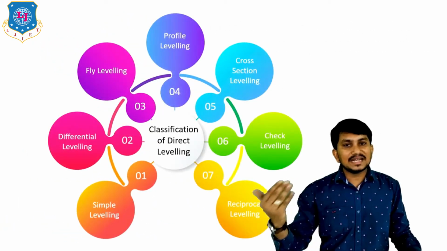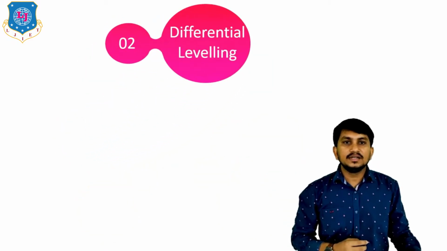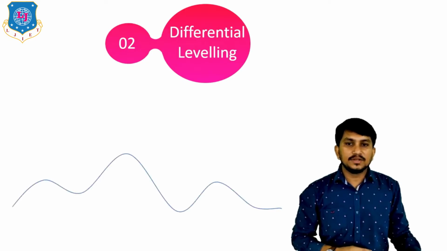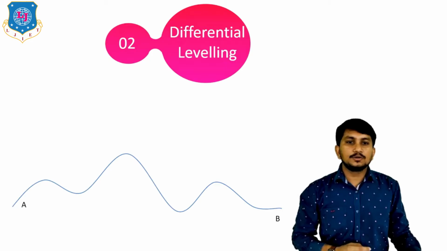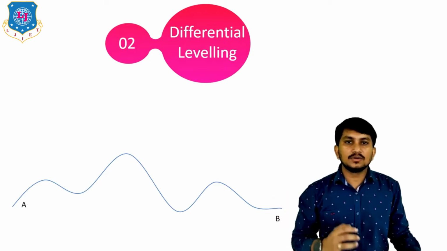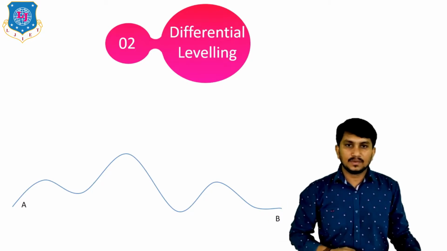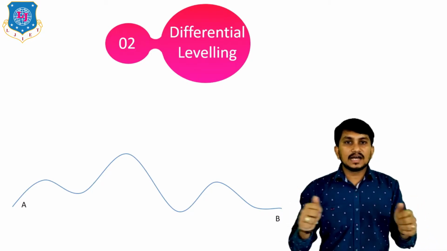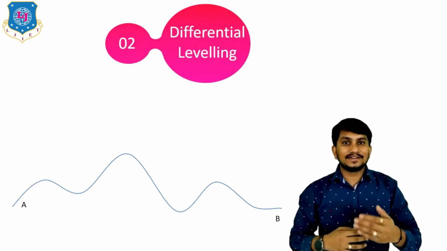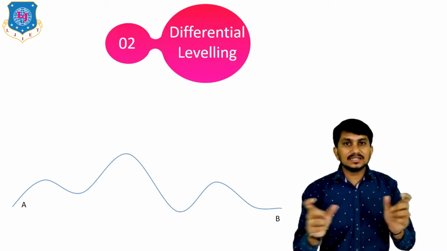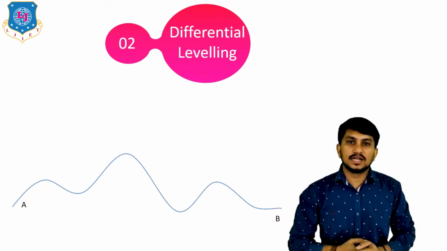Now let's move to the second type of leveling, which is differential leveling. We will understand this by figure. Suppose this is an uneven ground. There are 2 points A and B, and our goal is to find out the level difference between these 2 points A and B. Here these 2 points are far away from each other, like 1 kilometer or 10 kilometers away. The distance is too long, and the level difference between these points is also large.